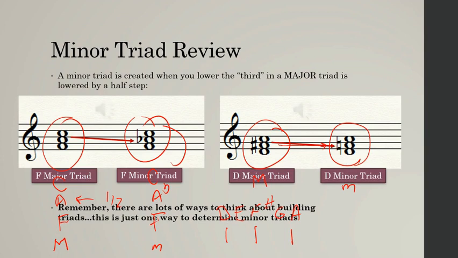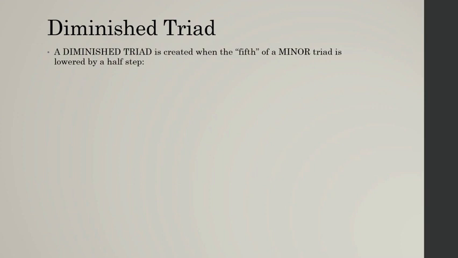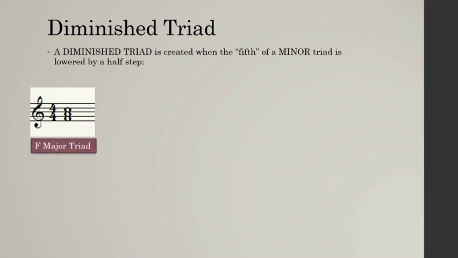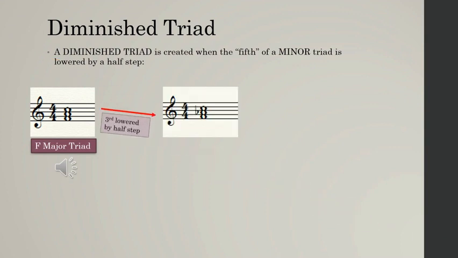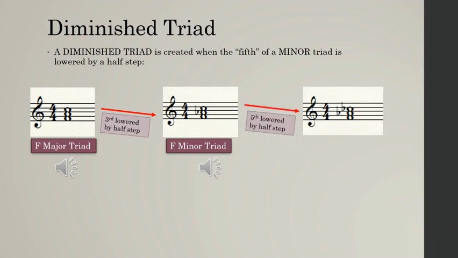Again, there are many ways to think about this. This is just one way, but this is the way we're going to use. So diminished. What we're going to do with a diminished triad is create that by taking the minor triad we've made and lowering the fifth a half step. So for example, in that F major triad we've already been working on, we lower the third to make it minor, okay, and it becomes F, A flat, C, and then we lower the fifth, the top note, a half step, in addition to the third. So we've lowered the third already, and then we lower the top note, which makes it diminished.